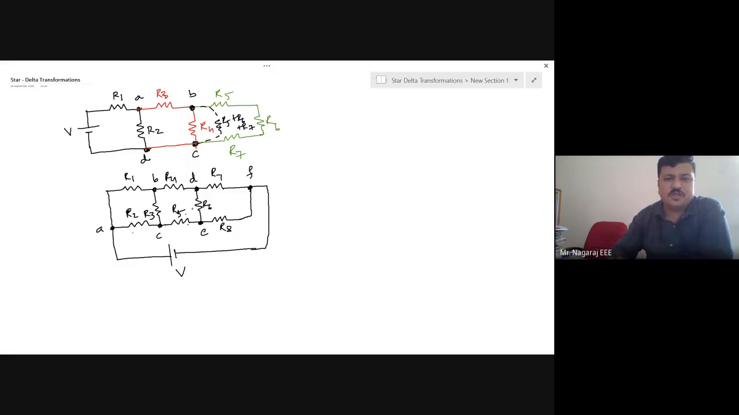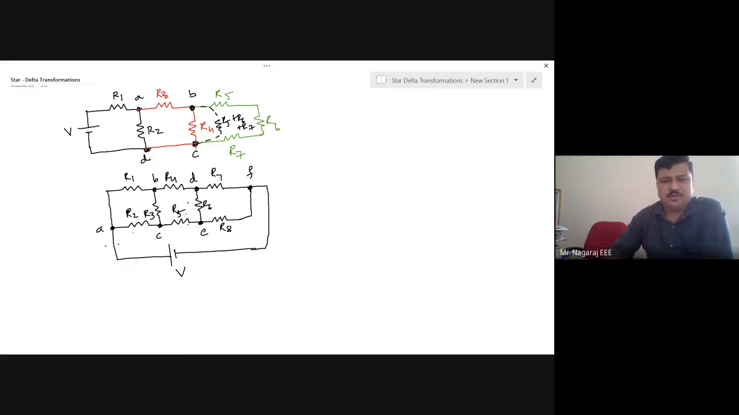Now if you do source shifting here, the complexity will increase. So source transformation is out of the equation now. I am not worrying about the sources. Sources are kept as they are in the circuit. Now I am interested only in simplifying the complexity present in the passive elements. In the case of R1, R2, R3, they can be resistors, capacitors, and inductors also. Any passive elements this can hold.